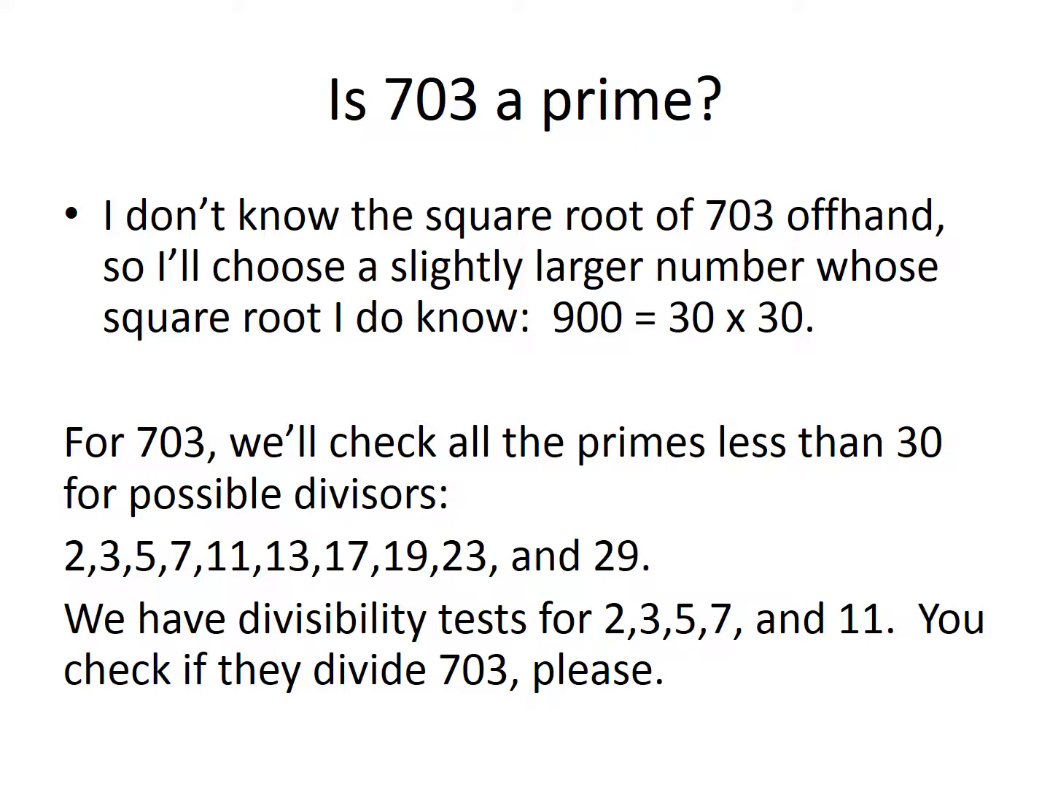And in class, we'll figure out what the list looks like of all the primes that are less than 100. That'll tell us what numbers are prime that are less than 10,000. So we have divisibility tests for 2, 3, 5, 7, and 11 from the last lecture. You should check whether 703 is divisible by 2, 3, 5, 7, and 11. So please stop the slides and see what the result is when you try to divide 703 by each of those. Are they divisible or not?